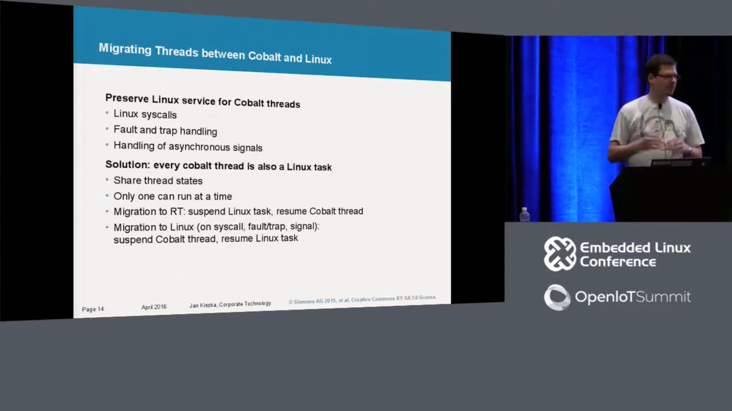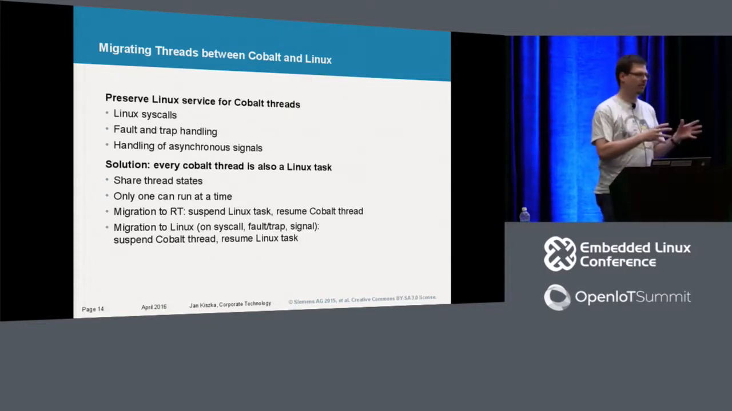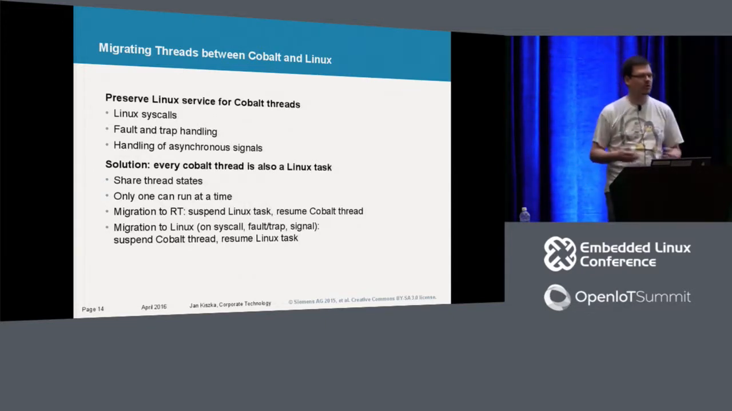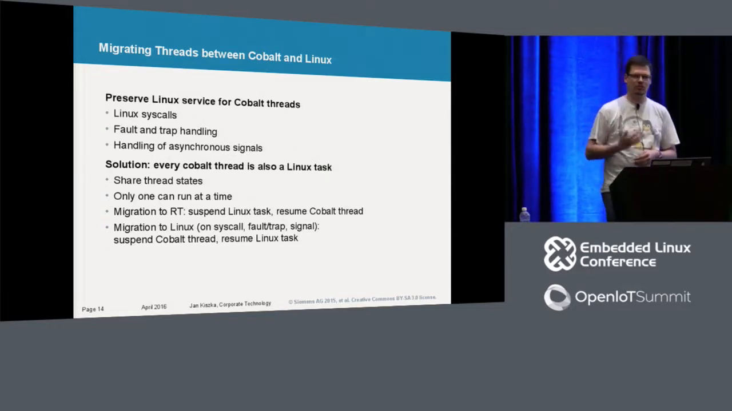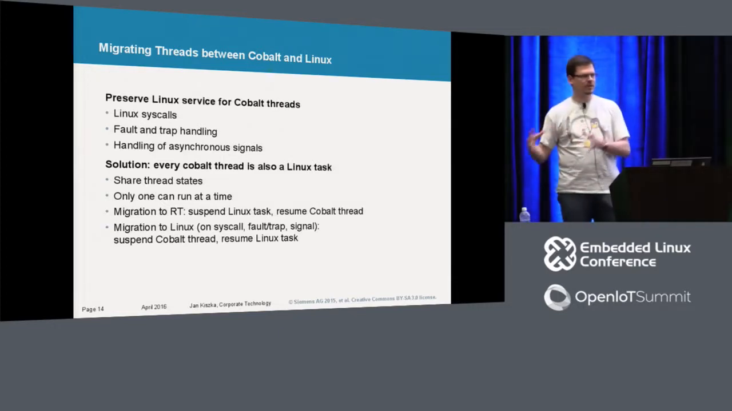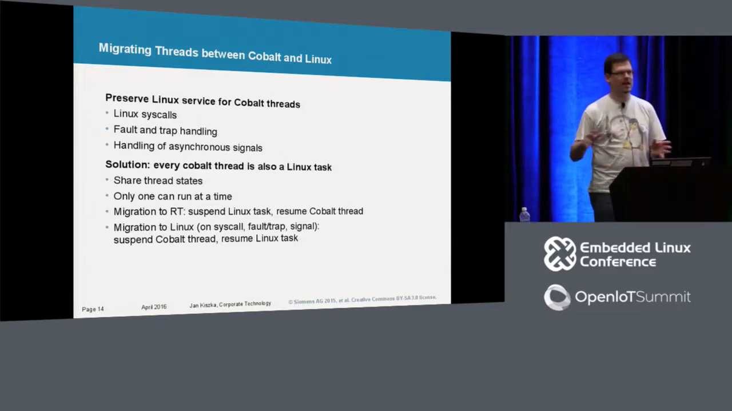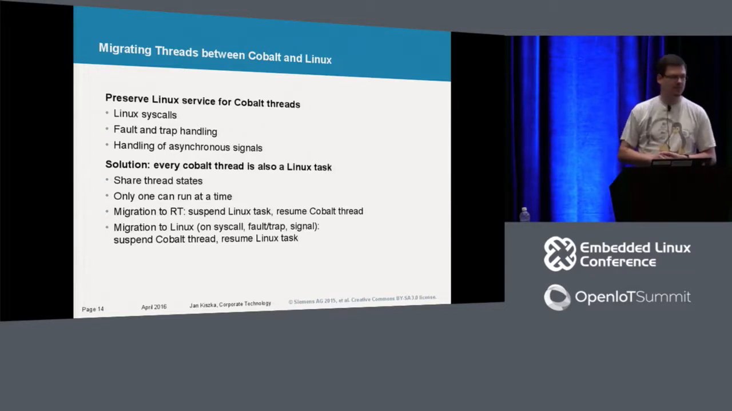So we need a migration between both worlds. An atomic switch to real-time means that you suspend the Linux part and you resume the real-time part. This is an atomic operation that the Cobalt core has to enable. And the same way the other way around. If something comes in which requires handling over Linux, the Linux context, you have to suspend the real-time task and you have to resume the Linux part so that Linux can handle whatever is required for this task in normal Linux space. That's the model behind this.